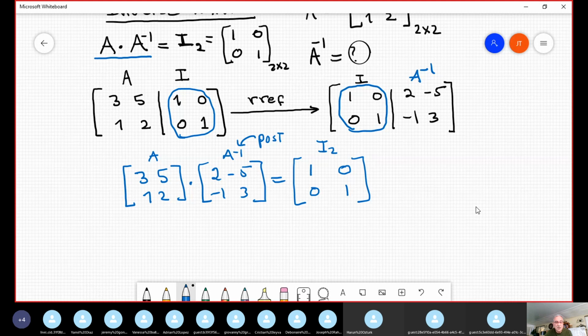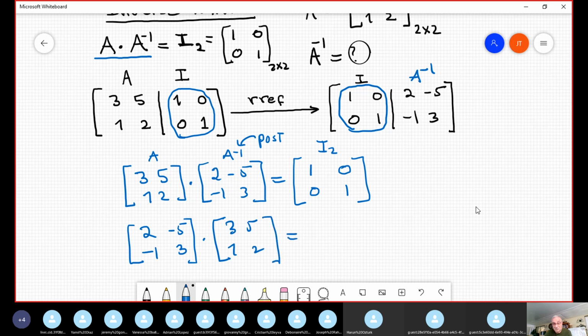Post-multiplication of this. And let's see, I do pre-multiplication, so I switch the order. Suppose I copy 2, -5, -1, 3 times the original matrix, which is 3, 5, 1, and 2. Let's see what happened. I'm using green color.